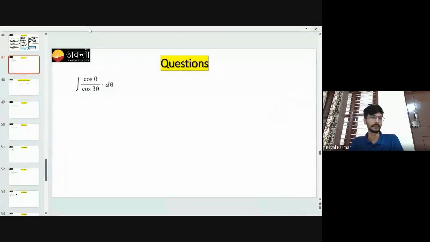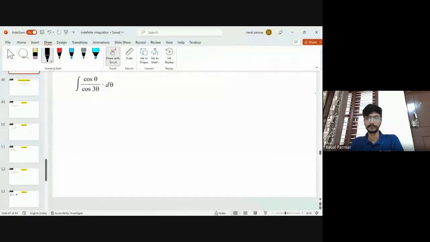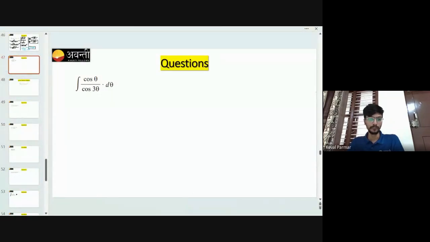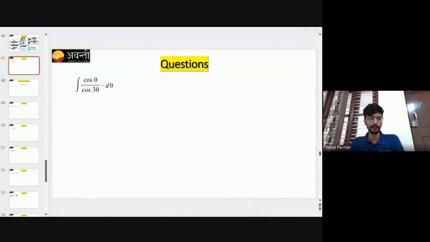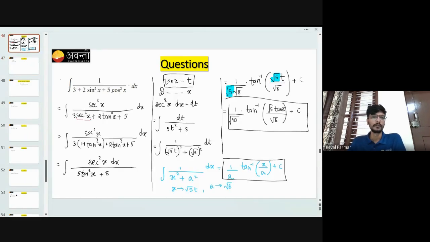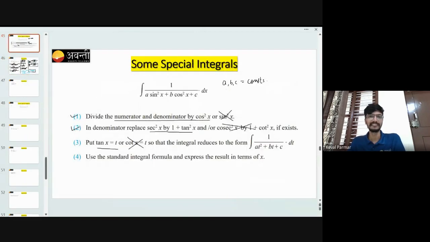Got it? So yesterday we left it here, right? We were doing, if you remember, these special integrals, this type. So if you remember, what were the steps?